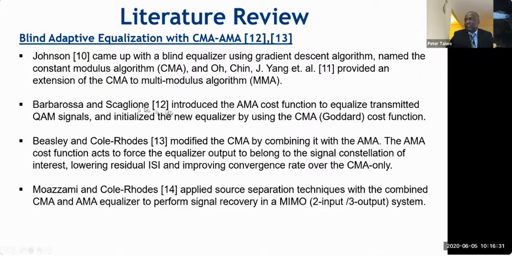Blind equalization actually started with Godard, who came up with a blind equalizer using a gradient descent algorithm. This is useful for modulation schemes that have a single radial modulus, but Oh, Chung, and Yang later provided an extension from the CMA to a multi-modulus algorithm. Barbarossa and Scaglione introduced the AMA cost function to equalize QAM signals after initializing the equalizer with the CMA algorithm. And Weber and Cole modified the CMA by combining both the CMA and AMA to provide a joint cost function, which forces the equalizer output to belong to a signal constellation of interest. This lowers the inter-symbol interference and improves the convergence rate over using just the CMA equalizer.